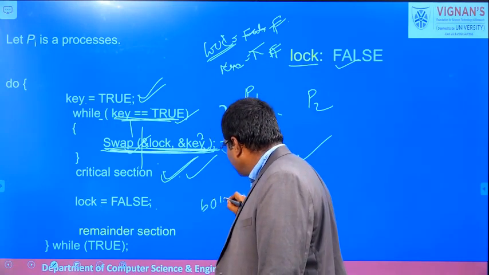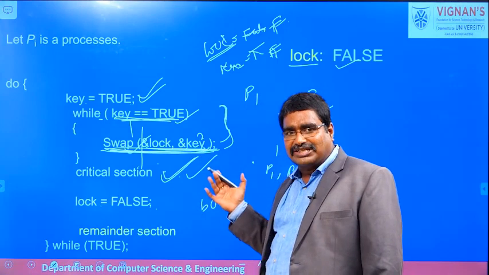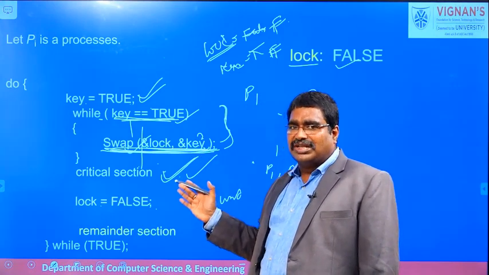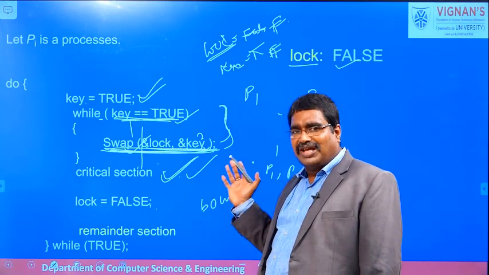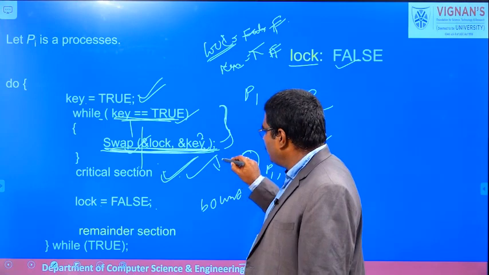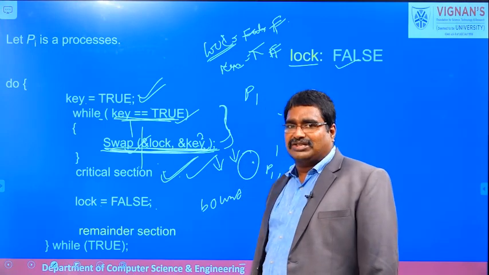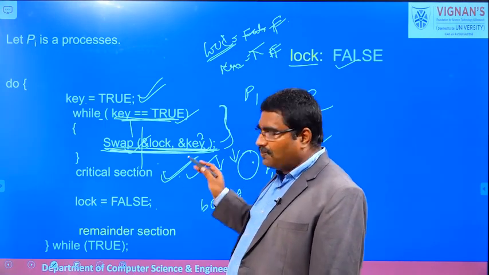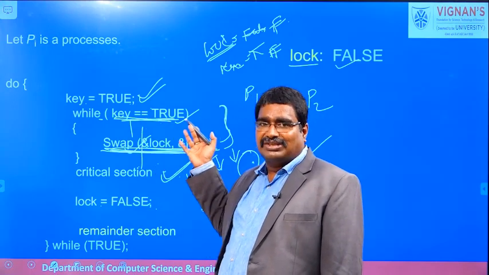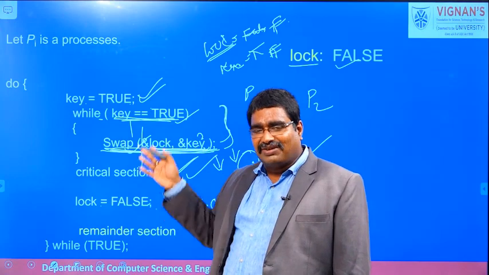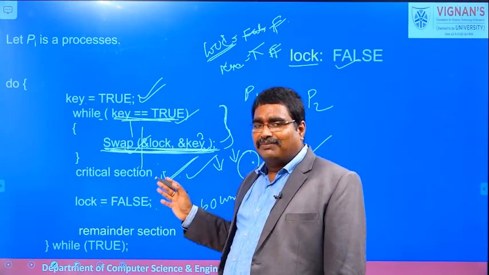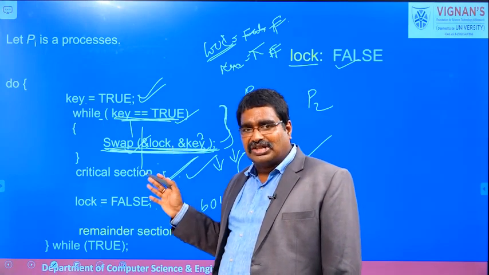But this algorithm does not satisfy bounded waiting. Why not? Just like the previous example, take P1, P2, P3. P1 is the highest priority process, P2 is the next highest, and P3 is the lowest priority process. P3 keeps waiting continuously while P1 and P2 are allowed to enter the critical section. To overcome this, it is also possible to provide a solution using a waiting array, just like the previous test and set algorithm. Here also it is possible to implement the algorithm to satisfy the bounded waiting condition.